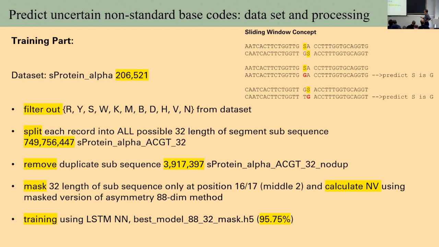Normally, for this problem, we find that 32 works, and a 3-mer, that's 88, is enough. But for other, harder problems, we use a 5-mer, where the dimension will be 1,368. Then we train this network, and finally we can get very high numbers.